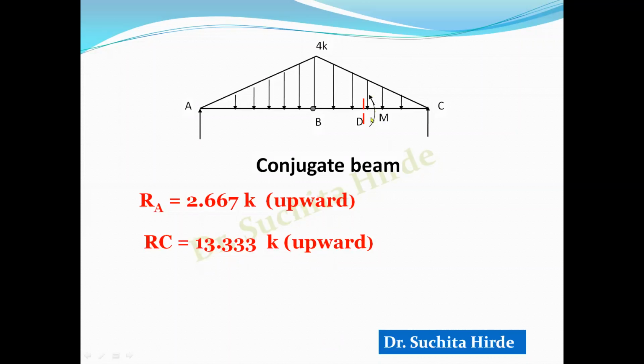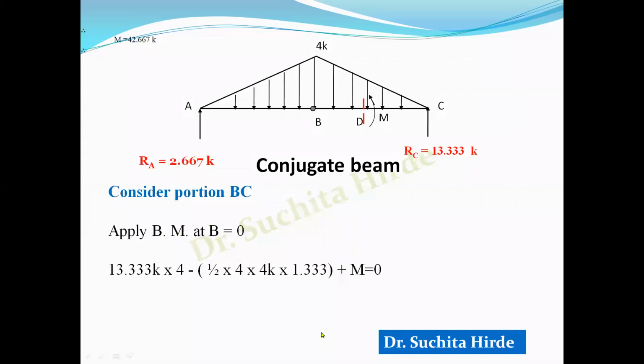To calculate this unknown moment, we can consider this right part and we can apply bending moment at B equal to 0 considering right portion of this triangle. So let us calculate this moment by considering bending moment at B equal to 0 and taking the moment from right side. So if you consider portion BC and apply bending moment at B equal to 0, moment due to this vertical reaction, since this is upward force, it is positive 13.33 multiplied by 4.